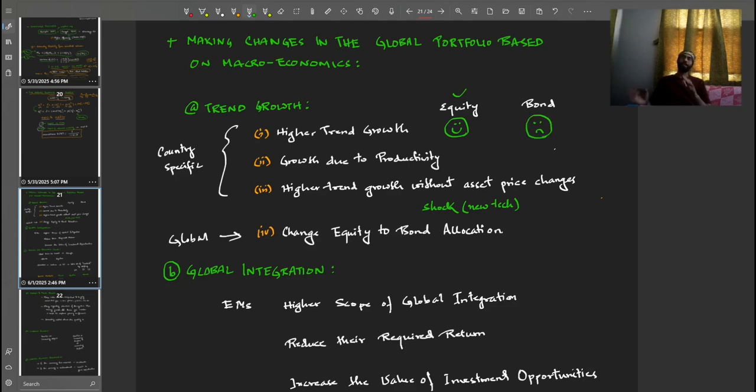So there can be reallocation from bonds towards equity in markets or in countries or in currencies where the trend growth is rising. And if this rise is due to productivity, then it is even better for equities. If this growth is because of an increase in productivity, then it is even better for the equities, right?